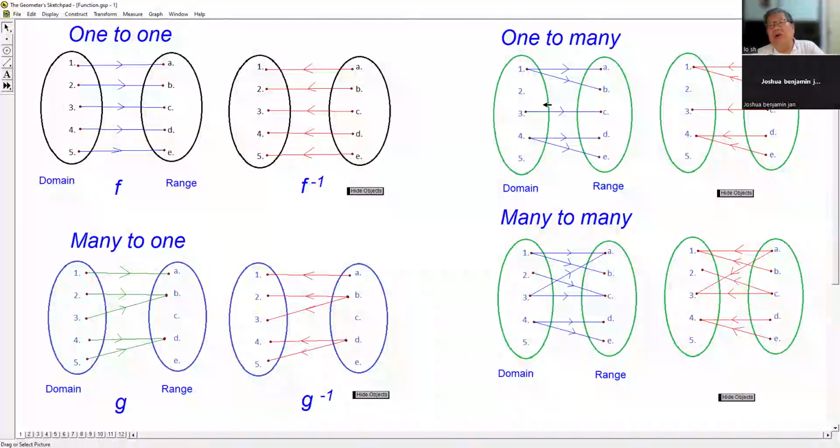One-to-many. So this type of relation, one-to-many, is not a function. This type of relation, one-to-one, it is a function. Now we look at this type of question.